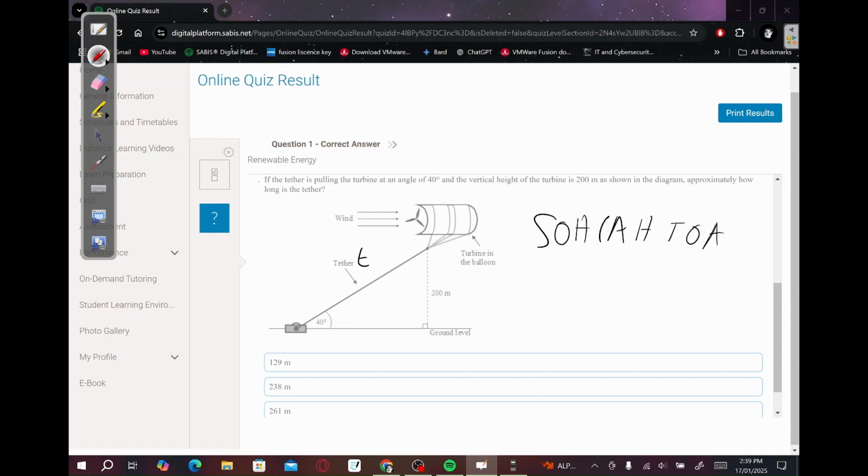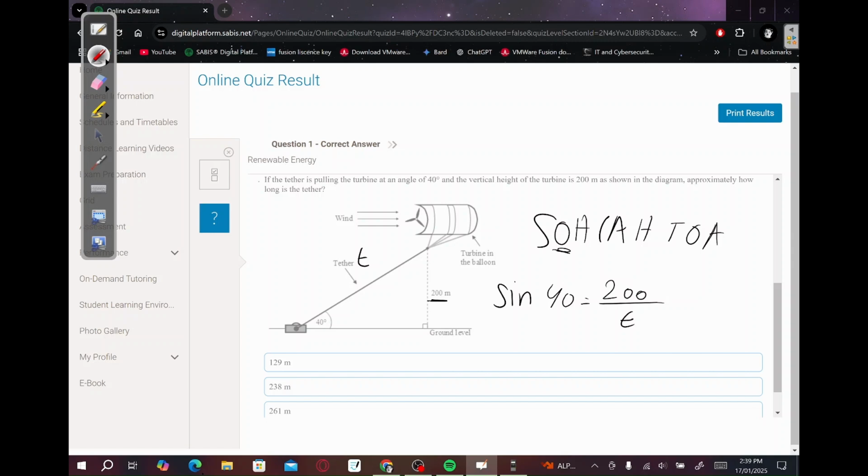What is given to us is the side opposite to 40 degrees, which is 200 meters. So this is our opposite. We also want to find the hypotenuse. So what relates the opposite with the hypotenuse? The sine of the angle. So sine 40 is equal to 200 over the tether, which is t.